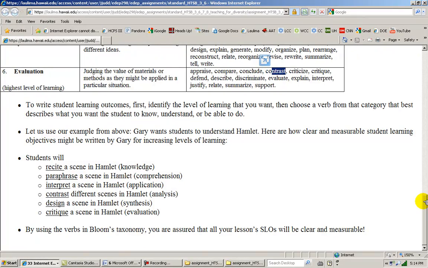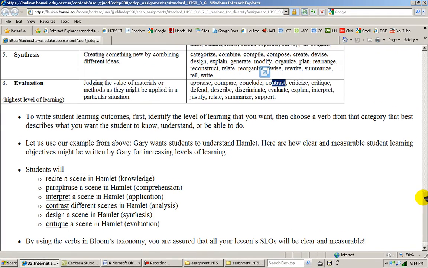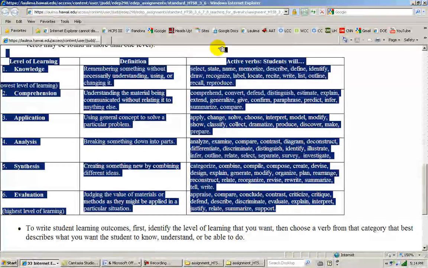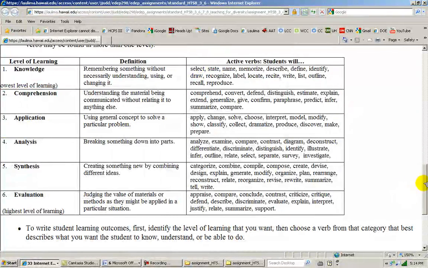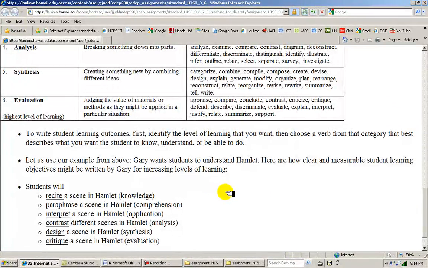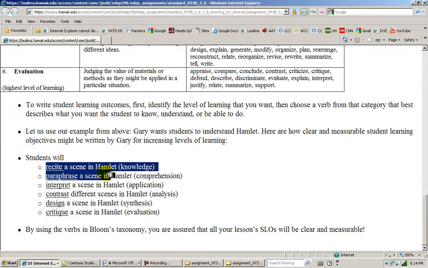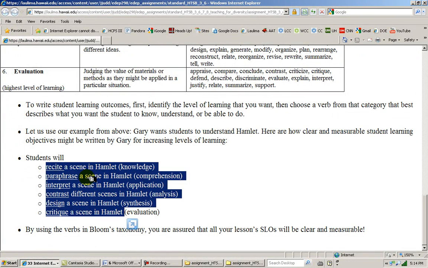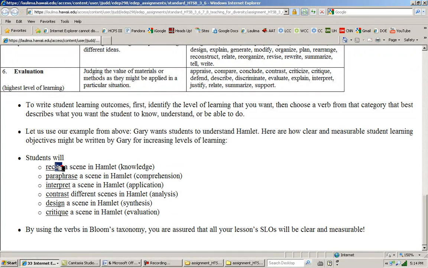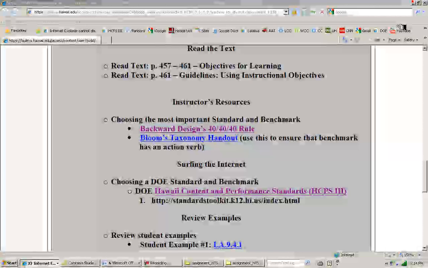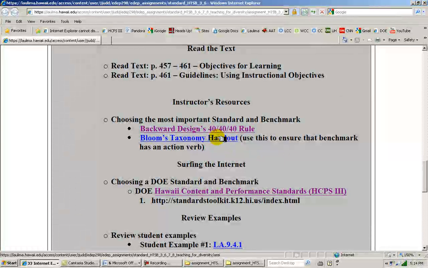So for us to write these student learning outcomes or your benchmark, we have to choose a verb from these categories, these active verbs, or I like to call them action verbs, that will make it very clear. There was a previous example, I don't know if you had access to it, about how to do a scene in Hamlet, and notice that as we get deeper and deeper, it requires more and more thinking. I could recite a scene in Hamlet versus I could critique a scene in Hamlet. When you use Bloom's taxonomy, you ensure that you're going to be able to measure it.